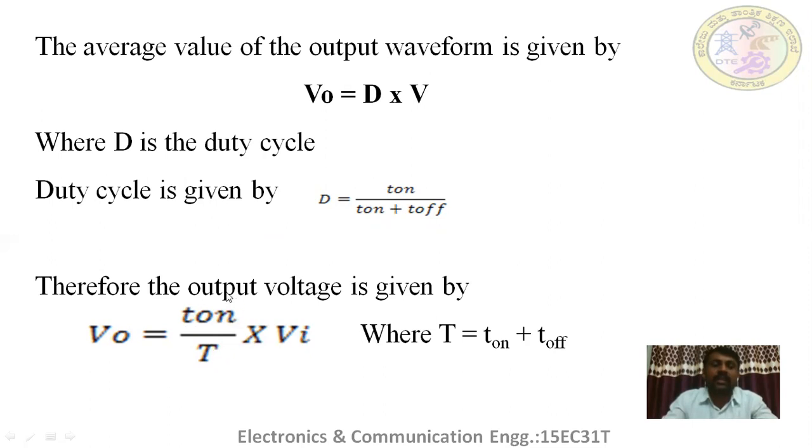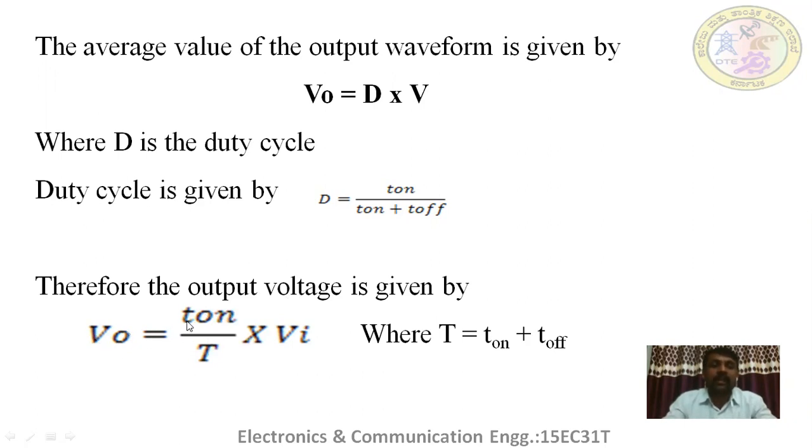If the duty cycle is 50%, what is the output? If the duty cycle is 50% and the input voltage is 10 volts, for example, what is the output voltage? So 50% of input voltage 10 is 5 volts. If this duty cycle is 70%, then what happens? The output voltage becomes 7 volts.